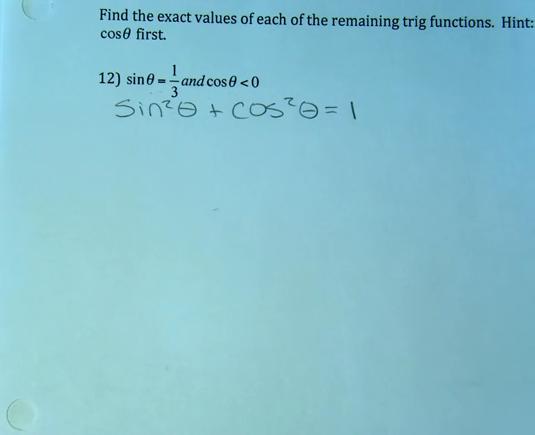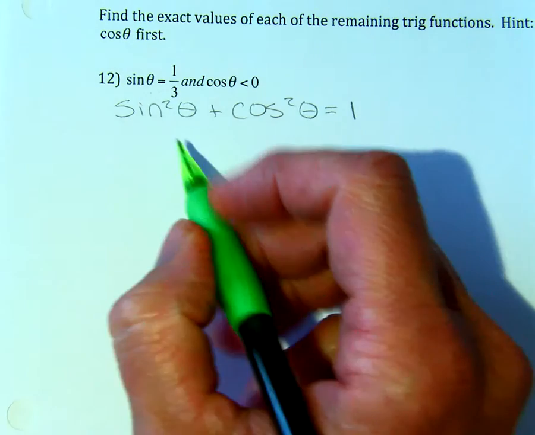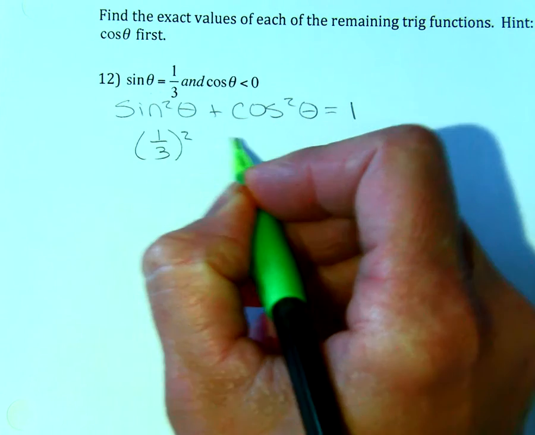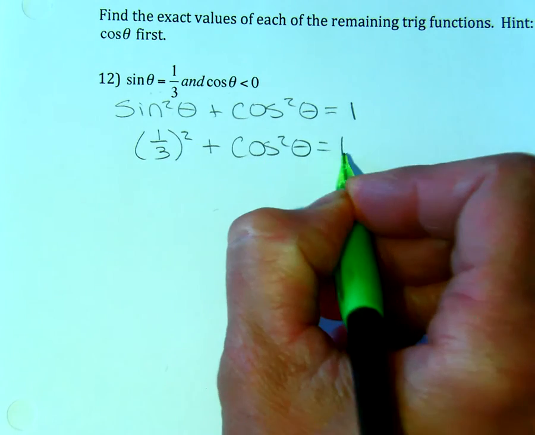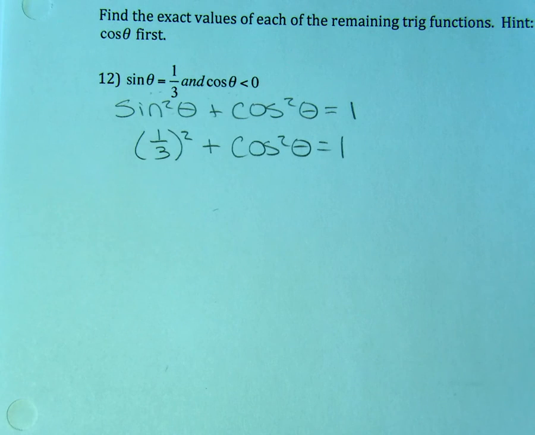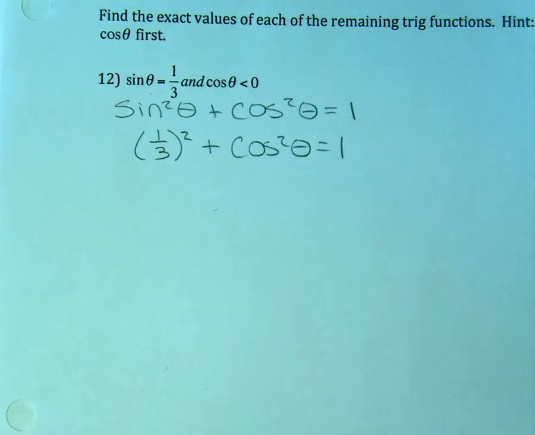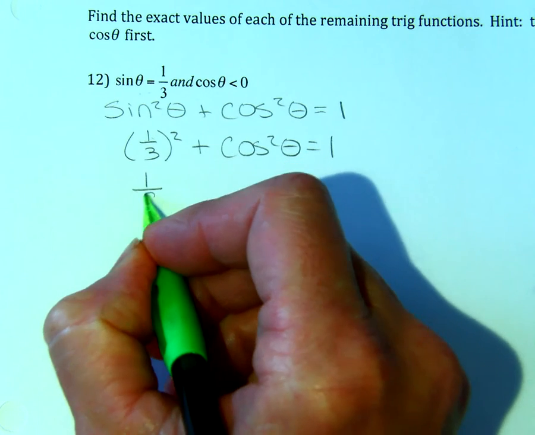So sine squared theta plus cosine squared theta equals 1. Now we know what sine is. Sine is 1/3. So we'll replace sine with 1/3, and it's squared, and bring everything else down. Now what we'll do is we'll go ahead and we'll square that 1/3. And you could type it in your calculator, but it's kind of easier to just do it by hand. 1 times 1 is 1. 3 times 3 is 9.